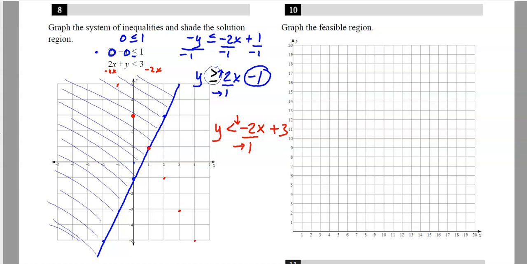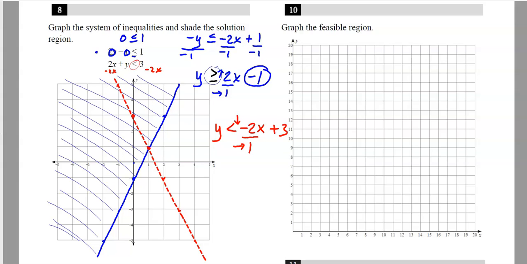I got to be careful on this one because since this doesn't have the equal to, I want to make sure this is a dashed line or a dotted line. So I'm going to dotted line it. Dash, I say. Gone.